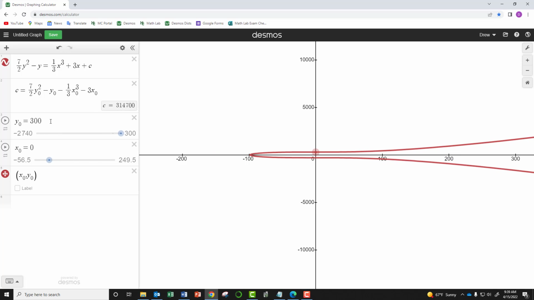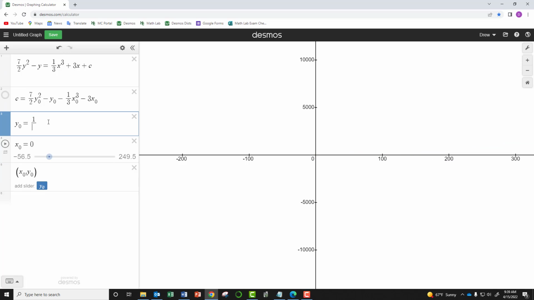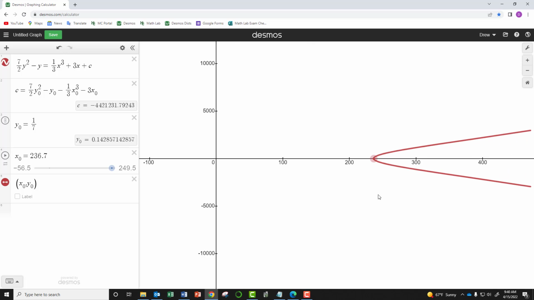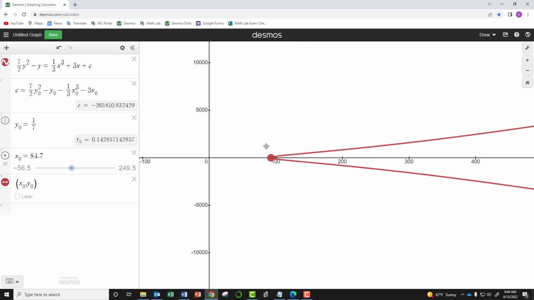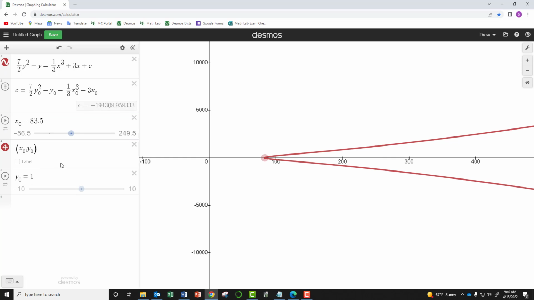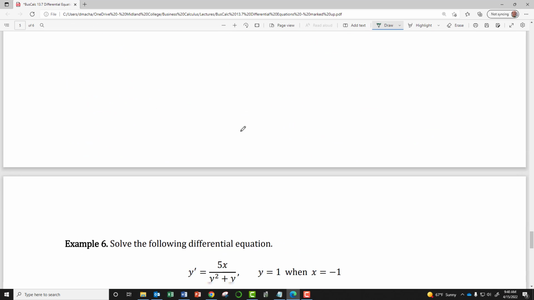Unless maybe, let me try something. Oh, no, that works too. Okay, so anyways, there you go. That's a neat thing to check out if you have time. Okay, one more example and we'll be done.